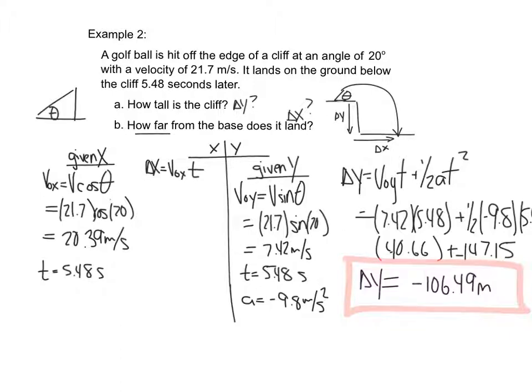Secondly, how far the golf ball went, that's nice and easy to do too, because we have both of our variables on the x side. So it's going to be 20.39 times 5.48. Sorry for it being kind of squished. So when we plug that into our calculators, you should get a nice positive number. The golf ball does not miraculously go backwards. There's nothing negative there. And you get 111.74 meters as my distance that it has traveled in the x direction.